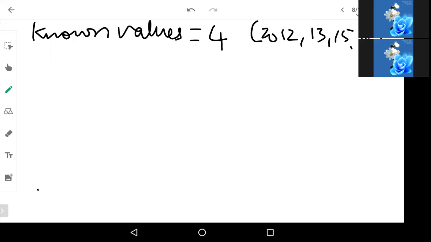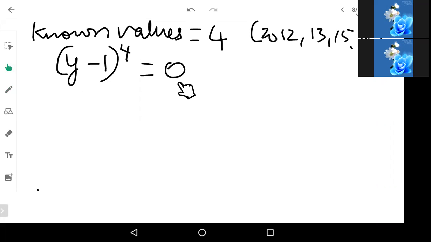Correct? Then, when we know 4 values, we will be deriving the equation (y − 1)^4 = 0. Now, how did we get this? (y − 1)^n = 0 is the standard format.